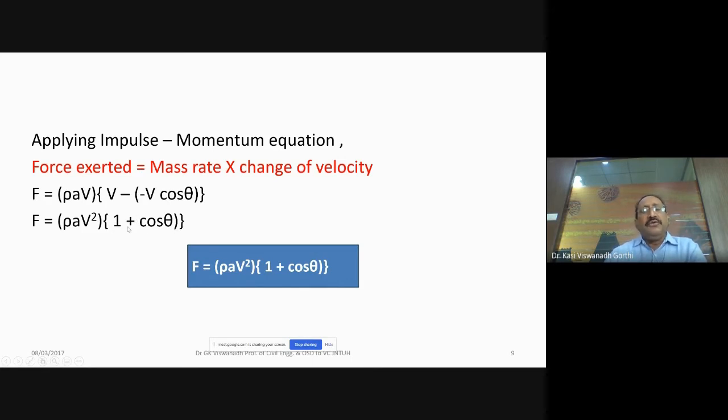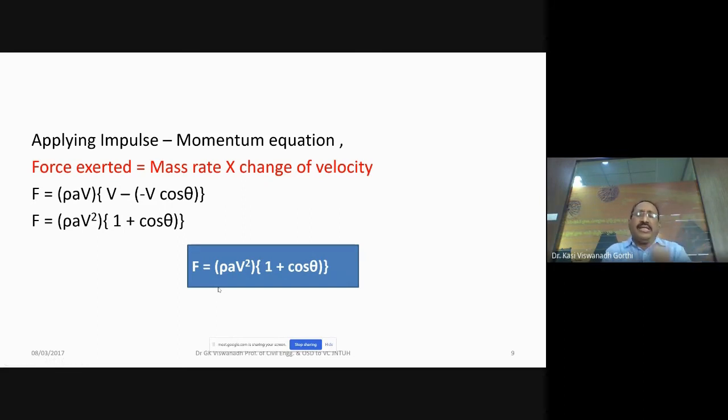Please try to note that you have made certain assumptions here. The first and foremost assumption that we have made is that the liquid jet is striking at the center of the vane. Second, the liquid jet is striking at the center without any shock losses. Third, the entire curved surface is so smooth that the liquid jet can simply glide over the surface after striking at the center without having any frictional losses. So with these assumptions, the velocity of the incoming liquid jet is v, the velocity of the leaving liquid jet will be minus v cos theta. So you have v minus (minus v cos theta), or rho a v square into (1 plus cos theta). This is the force exerted.